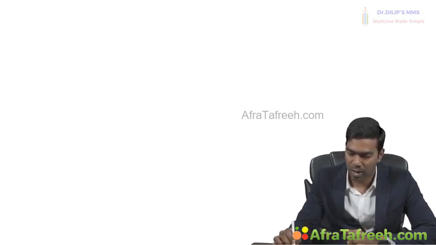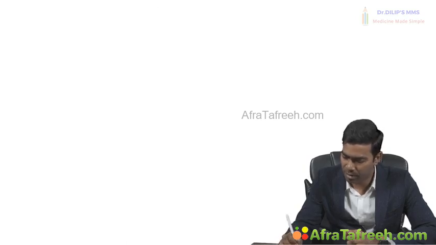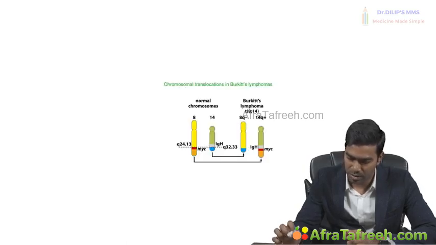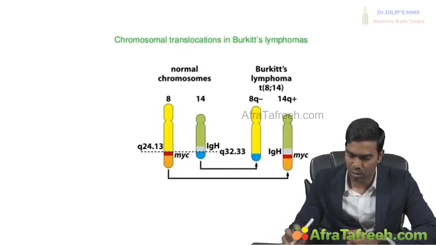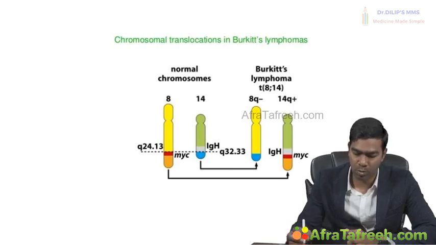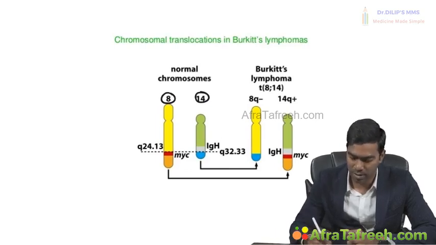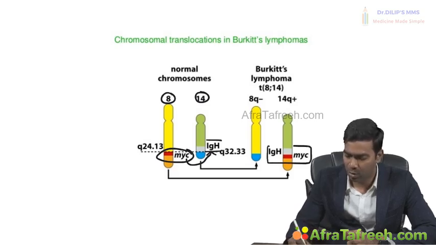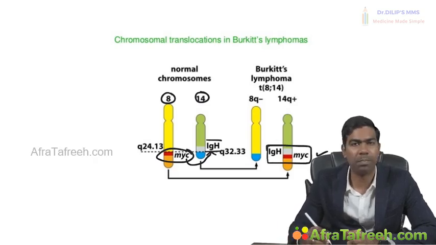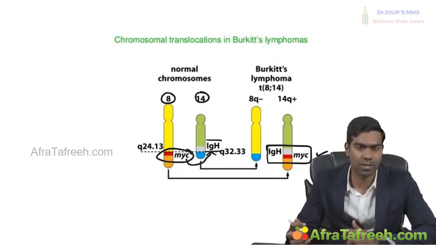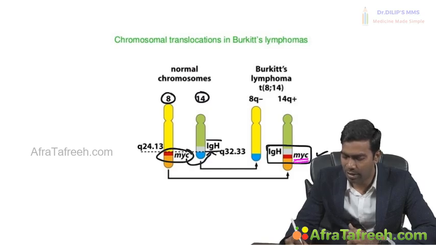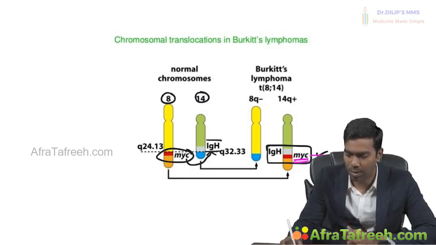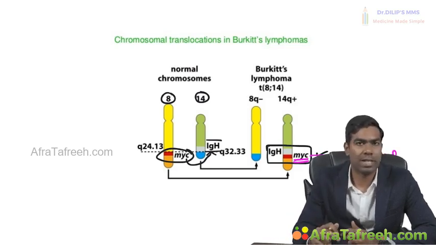Let us see what happens in the translocation. So you can see over here, this is a very important thing to understand. You can see the chromosomal translocation in Burkitt's lymphoma. The usual and most important is the t(8;14) translocation, where the MYC gene is translocated towards the immunoglobulin heavy chain, so the immunoglobulin heavy chain and MYC gene combine with each other as a result of this translocation. As a result, this MYC gene will be overexpressed, because MYC gene is a proto-oncogene, so it is going to increase cell proliferation.